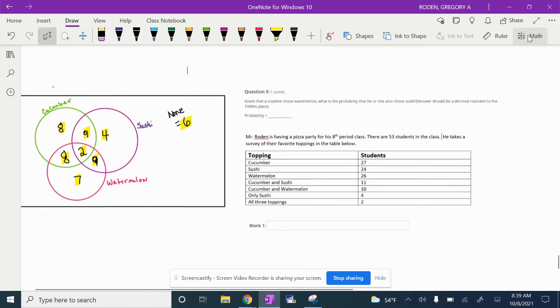Okay, so on this one right here, it's question 9 on mine, but you just have to find it. Let me read the question to you. It says, given that a student chose watermelon, what is the probability that he or she chose sushi? So I'm going to pause this because the bell just rang and we're going to have announcements.